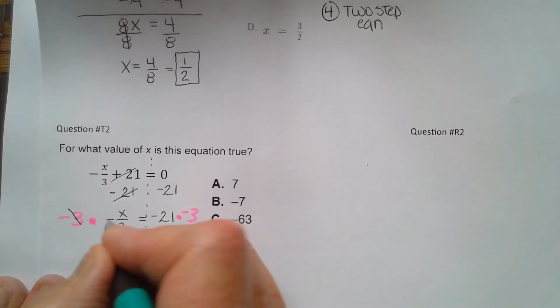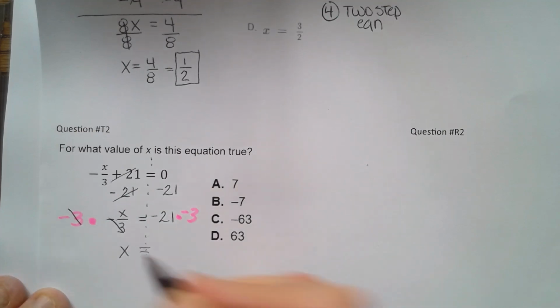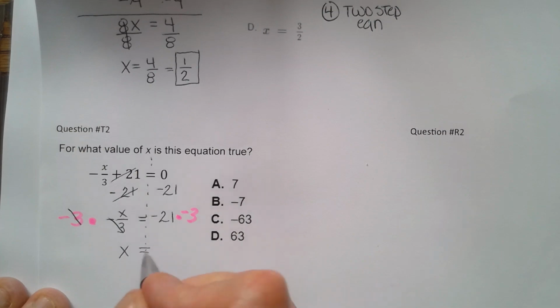My -3's cancel. I bring down my x, I bring down my equal sign, and I am doing a -21 times a -3. Negative times negative is positive, and 21 times 3 is 63.